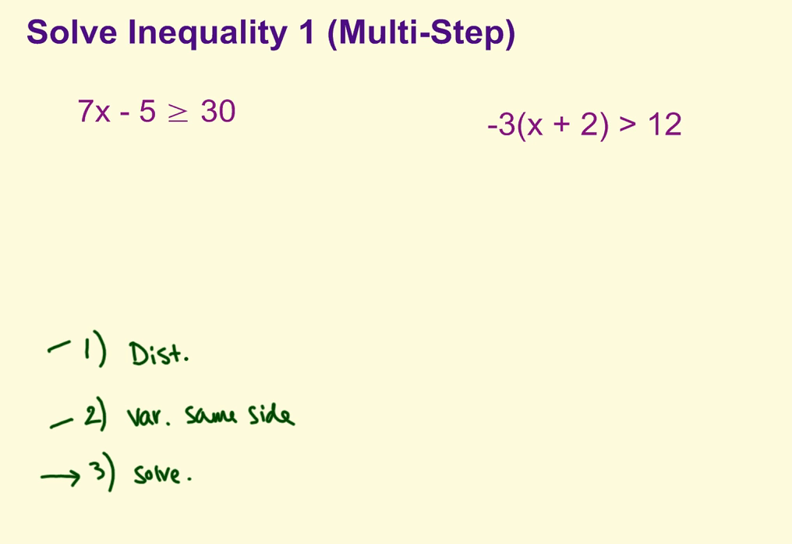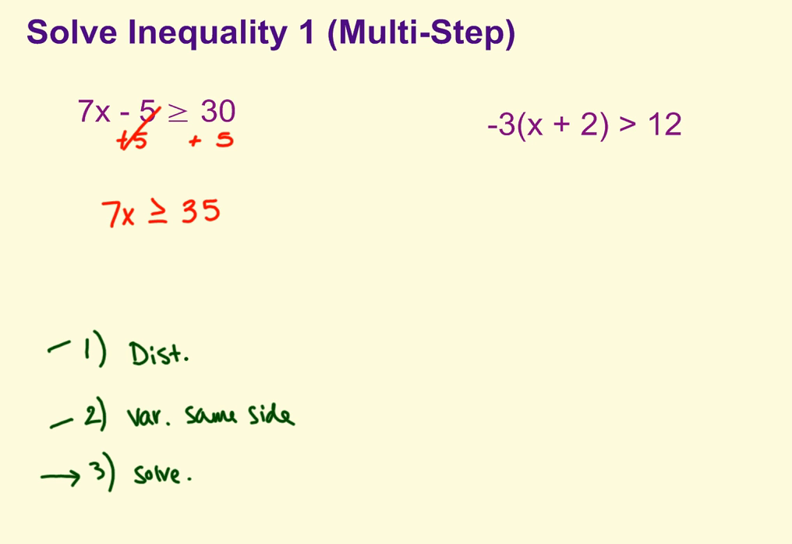When you solve a two-step inequality, you start with your addition or subtraction first. So we are subtracting 5. Opposite of that is to add 5 to both sides. So we have 7x is greater than or equal to 35.